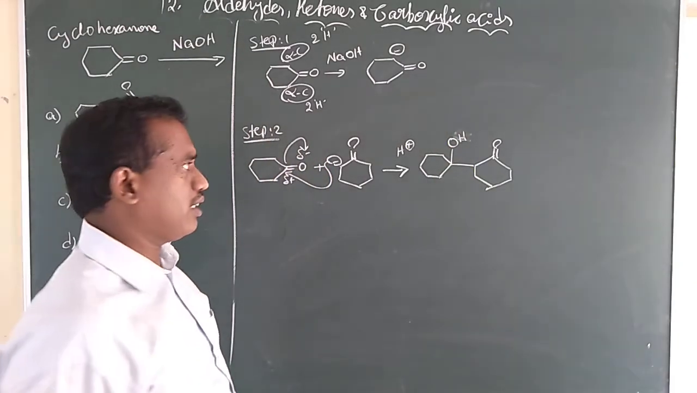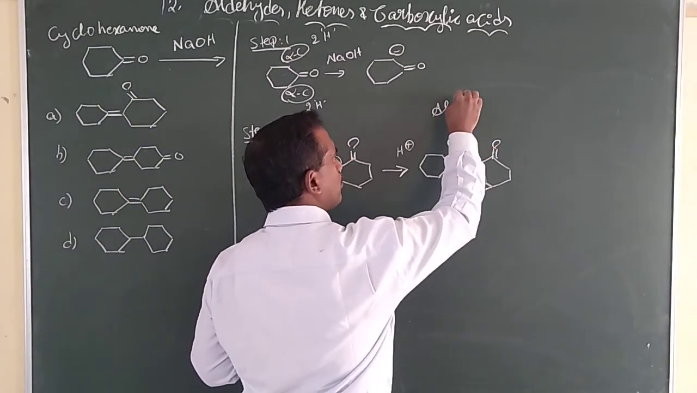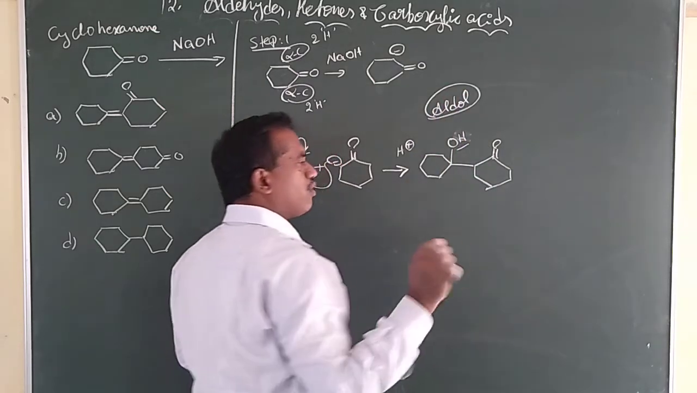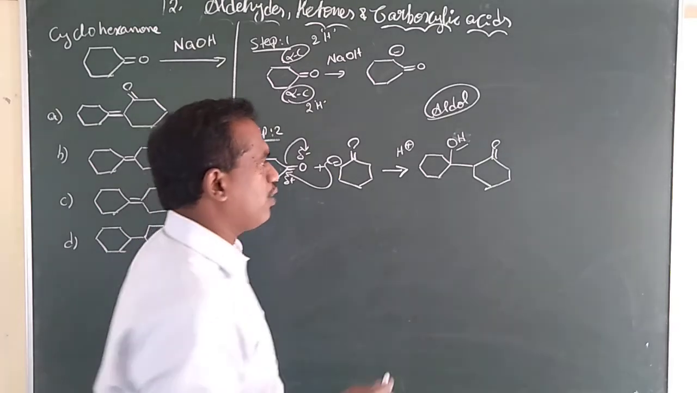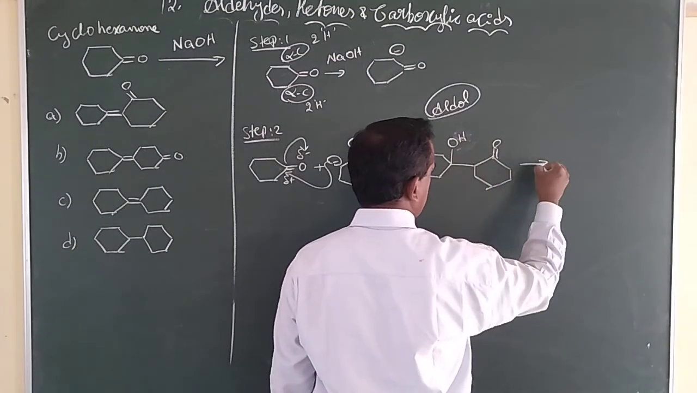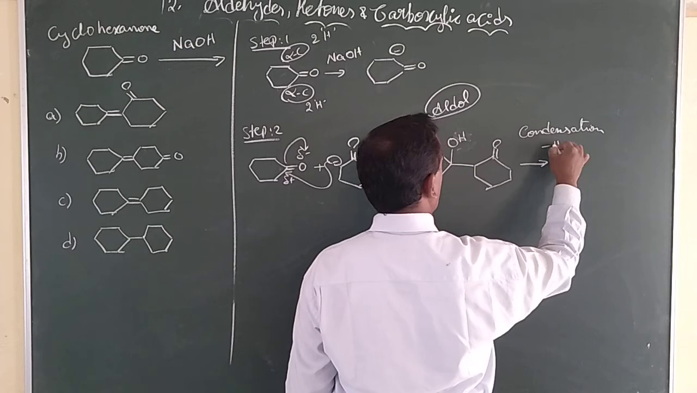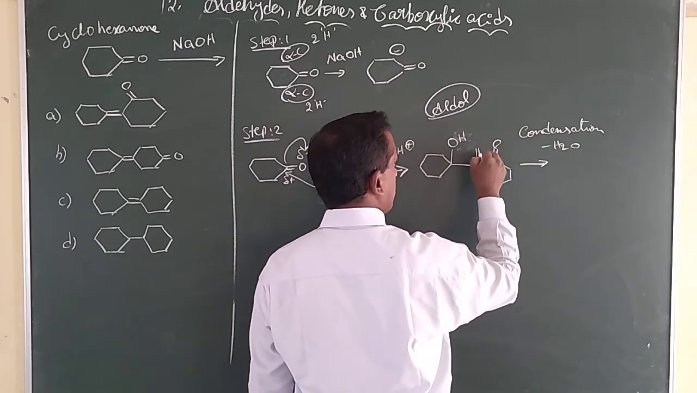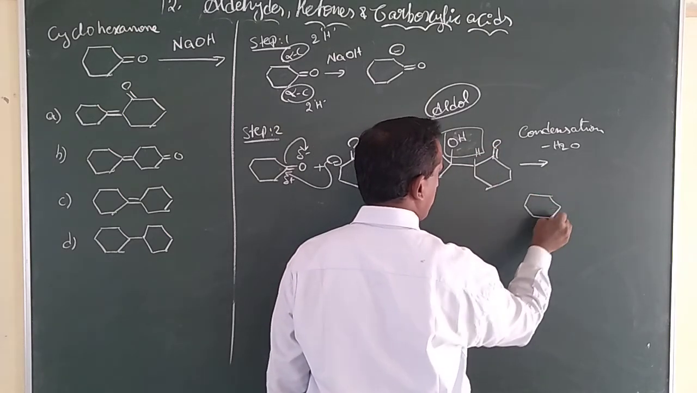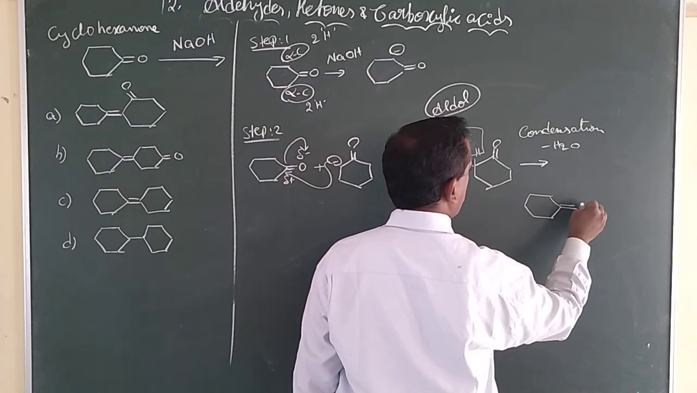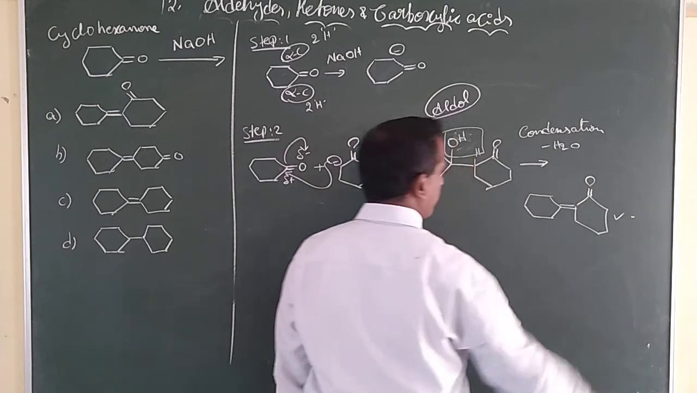In the aldol condensation, see here, an alcohol group is there and a ketone group is there, but still we call it an aldol. They will undergo condensation. Condensation means a molecule of water will be lost. The hydrogen here and the OH will be removed, forming a double bond with the carbon. And here we got our product.